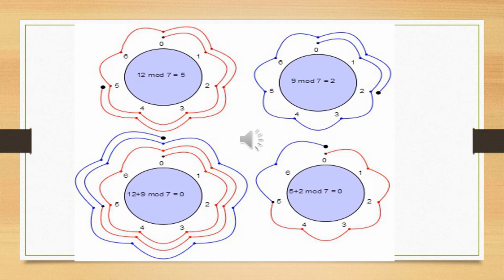For instance, 9 mod 7 is equal to 2, using the same concept that we did in the first problem. And then the same thing here, 12 plus 9 mod 7. This is equal to 0. And then 5 plus 2 mod 7 is equal to 0. Because when we circle, we find that 7 mod 7 is equal to 0.